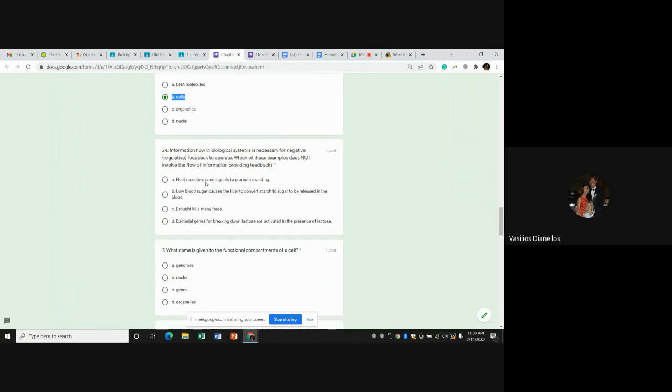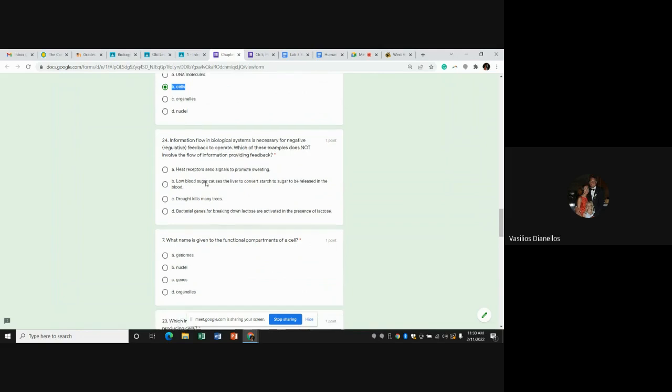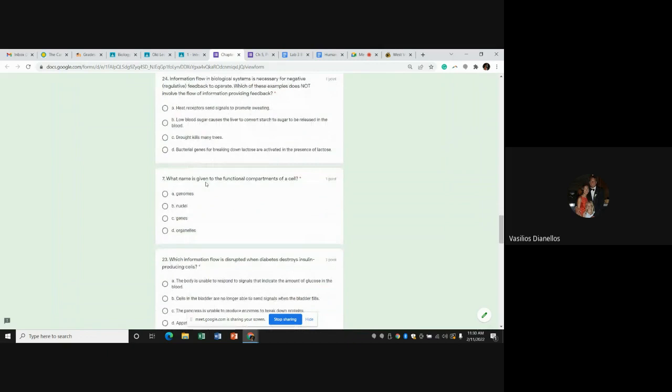Information flow in biological systems is necessary for negative regulatory or regulative feedback to operate. Which of these examples does not involve the flow of information? I'm not going to ask you about that, and I would talk about it, but I'm just trying to speed this through just in case I get interrupted.